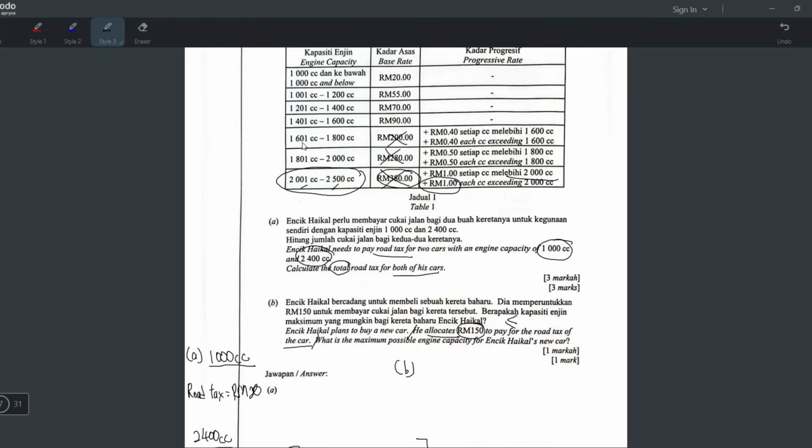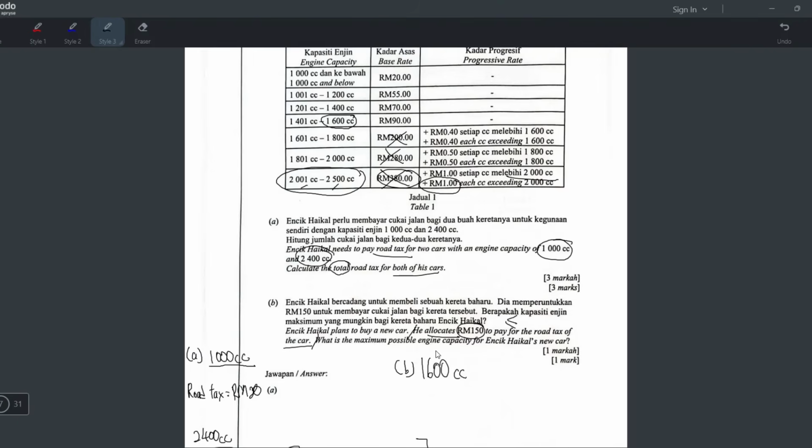Ya. Kalau you beli kereta yang CC macam ni, yang more than 1601, you mesti end up paying more than 150. Tapi dia dah cakap dia hanya sanggup bayar 150 ringgit atau kurang. So the maximum CC yang dia boleh beli is 1600 lah. Ya, kalau dia ini maximum 1600 cc.